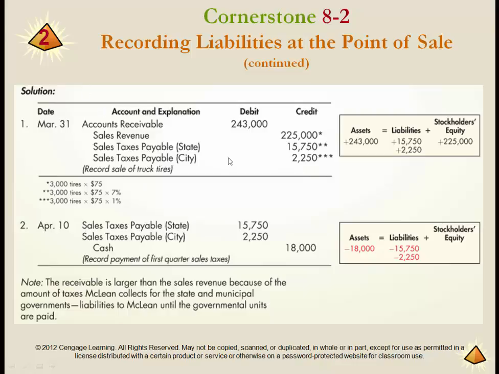So here's the collection. 225,000 is the tires, the 3,000 tires times $75 right here. That 15,750 is 225,000 times 7%. And the last one is 1% of the 225,000, and you add those together, and that's the accounts receivable.